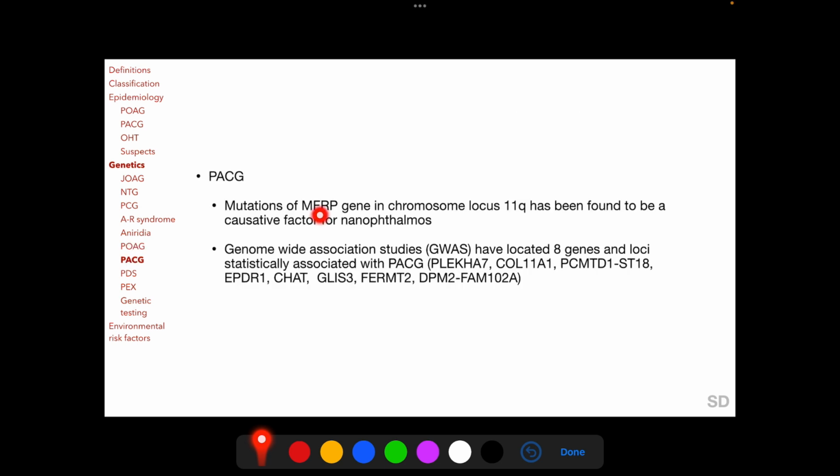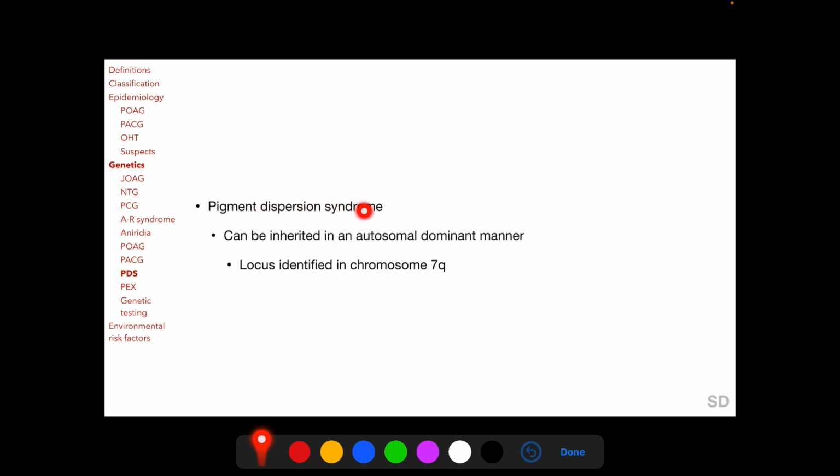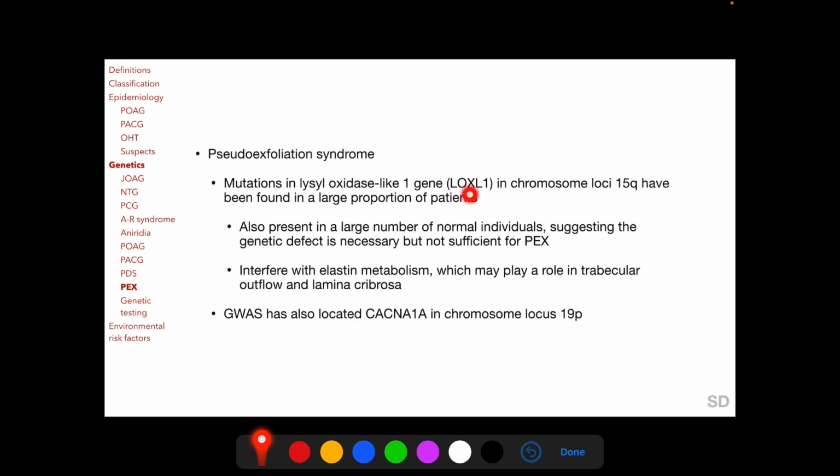Mutations of MFRP gene have been found to be a causative factor for nanophthalmos, which can be associated with primary angle closure glaucoma, and genome-wide association studies have located 8 genes and loci statistically associated with primary angle closure. Pigment dispersion syndrome can be inherited in an autosomal dominant manner, and the locus has been identified in chromosome 7. And mutations in LOXL1 gene are said to contribute to pseudoexfoliation syndrome.